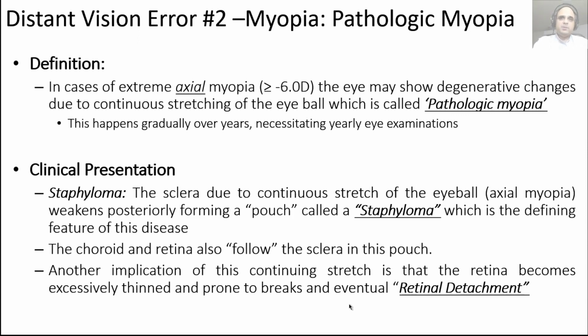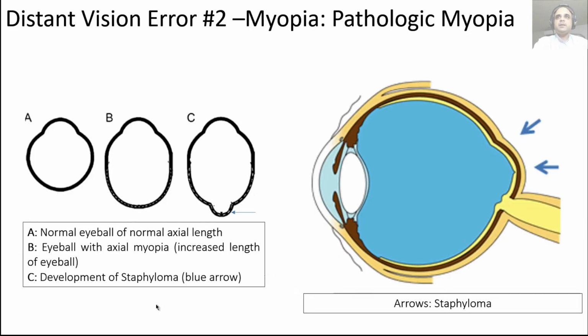Because when we talk about retinal detachment, when we talk about sudden painless loss of vision, there are certain prophylactic steps that can be taken in order to prevent this retinal detachment from happening in patients who have pathologic myopia. So this is a normal eyeball. This is an eyeball that's stretching. You see it's longer. It has axial myopia, and this is a formation of a staphyloma, this outpouching right here.